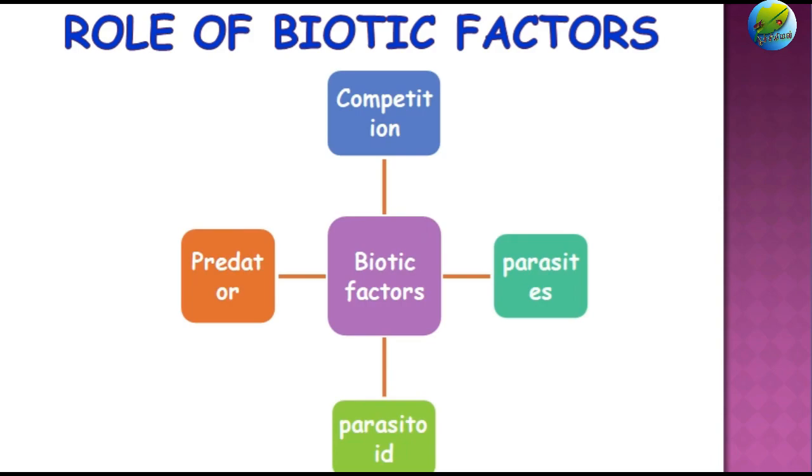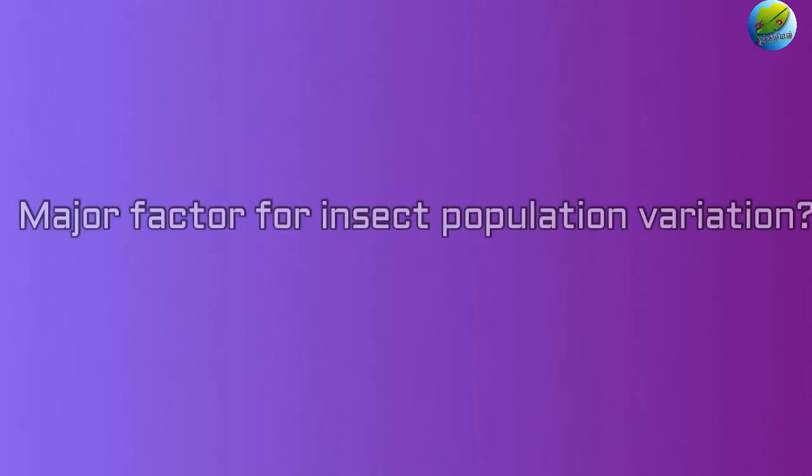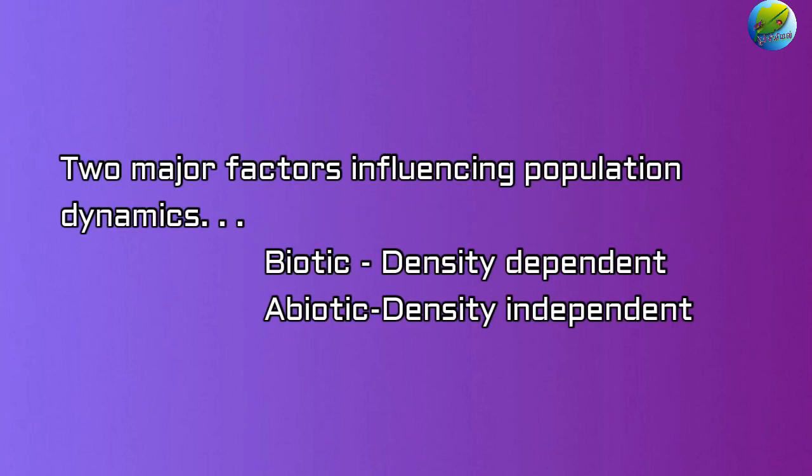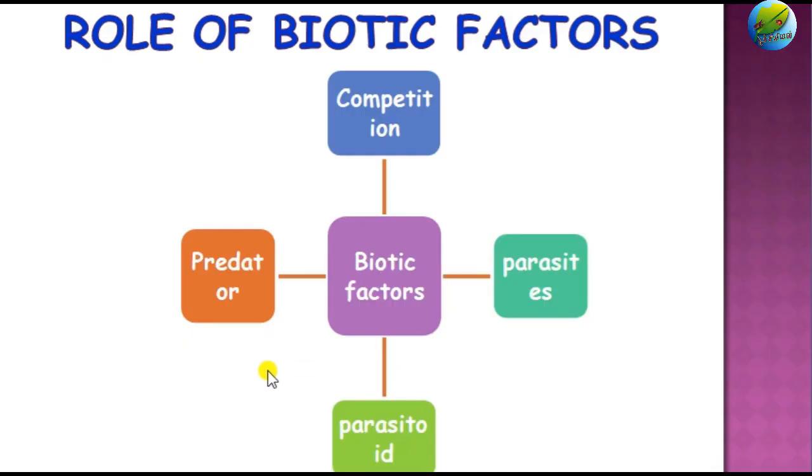Okay, what are all the major factors that influence the population growth or the fluctuation in the population? There are two major factors, that is biotic factors or the density dependent factors. The next one is the abiotic factors or the density independent factors. Biotic factor means all the living organisms that are responsible for the fluctuation of the population.